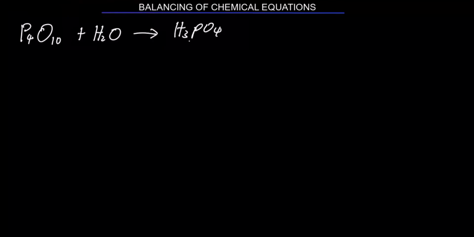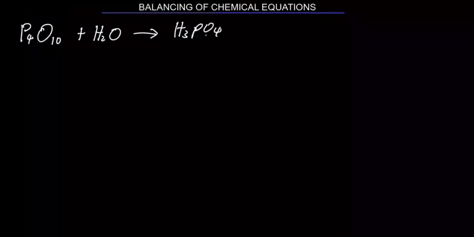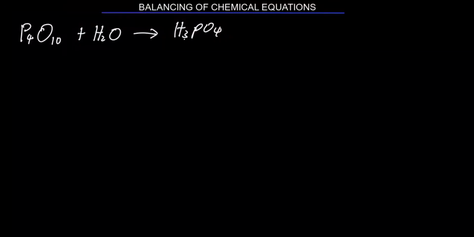Let's take for instance that you have this equation: P4O10 plus H2O giving me H3PO4. Knowing how to balance chemical equations is very essential because when you get to parts like stoichiometry, when you are doing chemical calculations, it is very important. Take note that all chemical equations obey the law of conservation of mass. After you balance your equation, the total mass of the reactants will be equal to the total mass of the products.